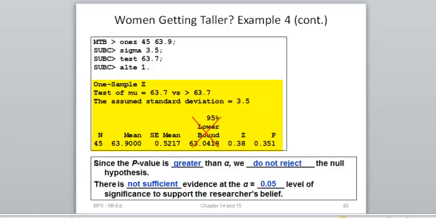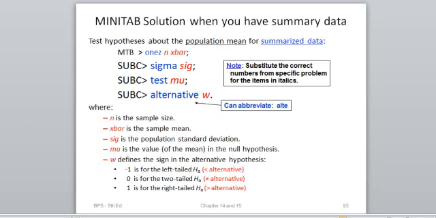So we see here, it gives us the sample size of 45. It puts down what the mean is, and it gives us our test statistic. It's 0.38. And with the 0.38, the p-value is 0.351. Since the p-value is much greater than our alpha, we do not reject the null hypothesis. So our conclusion would be there's not sufficient evidence, or there's insufficient evidence at a 0.05 significance level to support the researcher's belief. And you could even go in there that the height has increased from 63.9. This is the general command for Minitab.